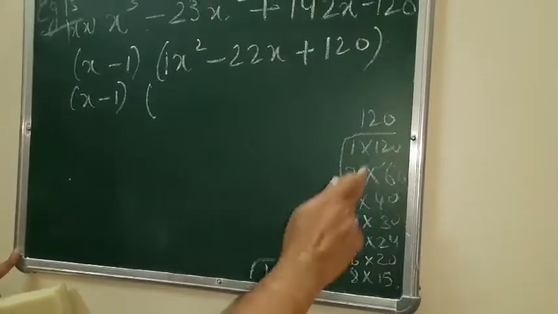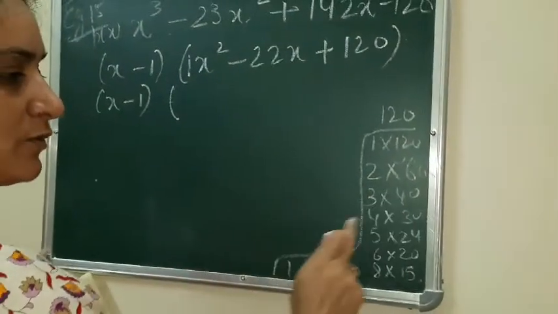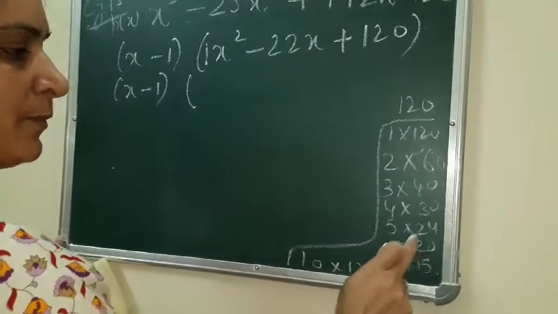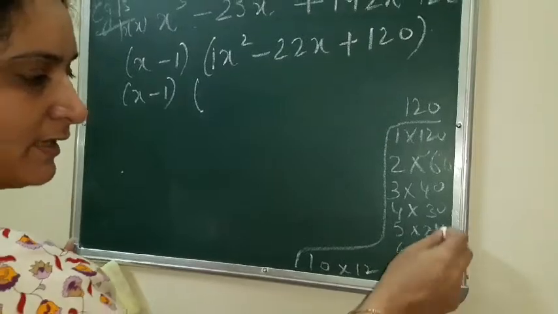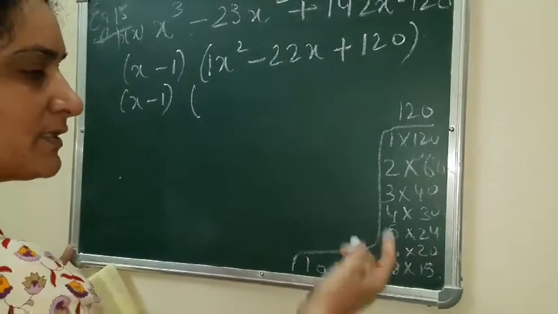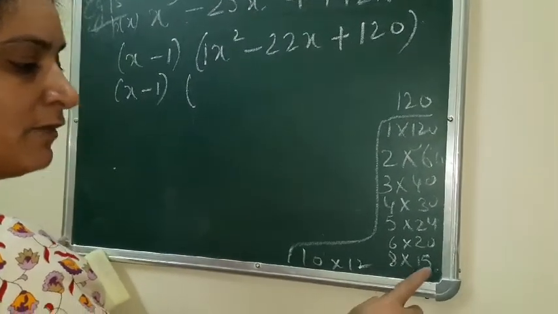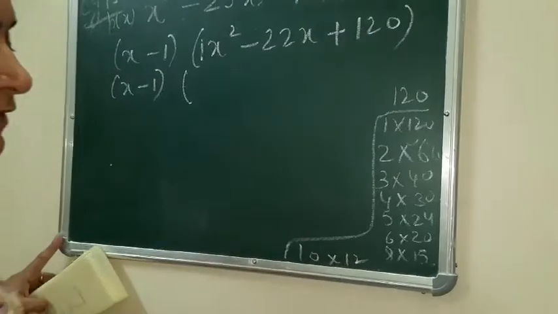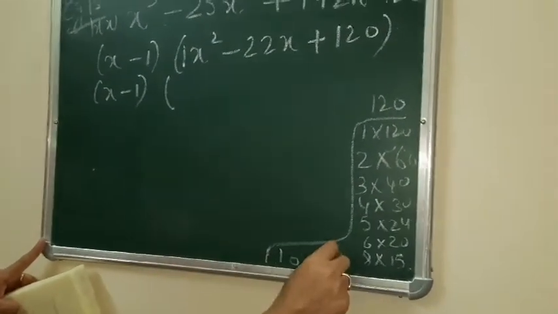Now out of all these pairs, you have to see in which pair we will get 22. So here we cannot get after subtracting or adding 22. Here also, here also, here also. 24 and 5, 29 minus 19. Again from here also we will not get. 20 minus 6, 14, and 20 plus 6, 26. Again 22 is not there. 15 plus 8, 23. 15 minus 8, 7. Again we will not get. 12 plus 10, 22. So here we are getting this pair.